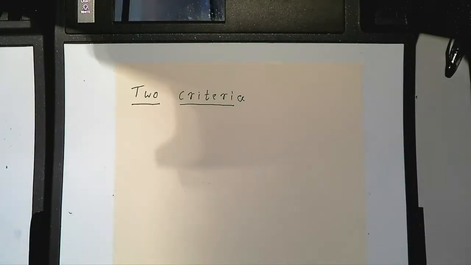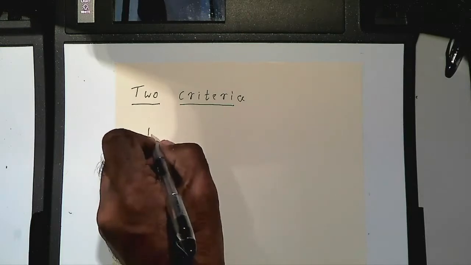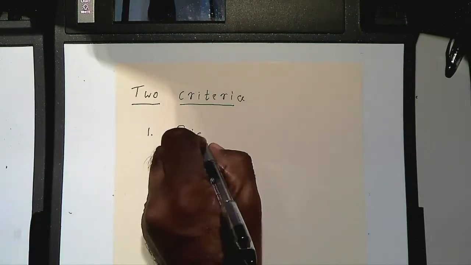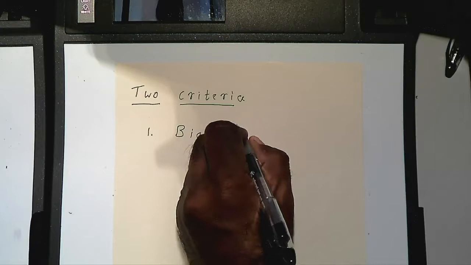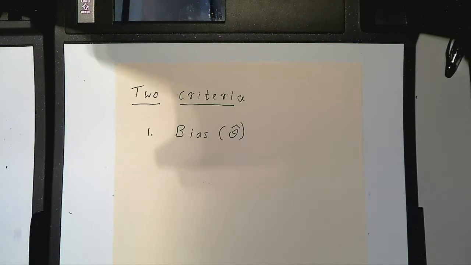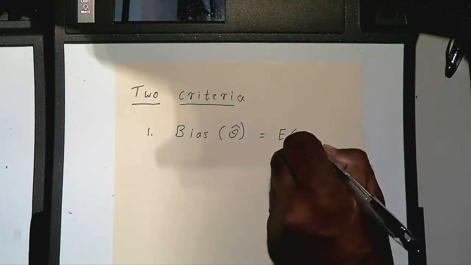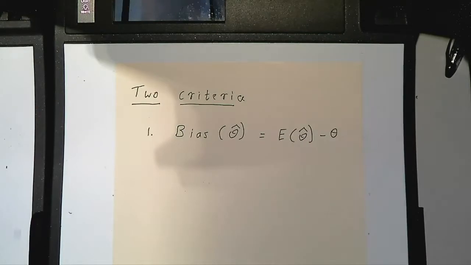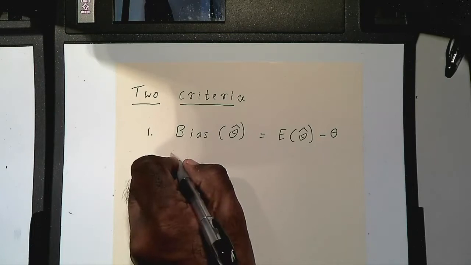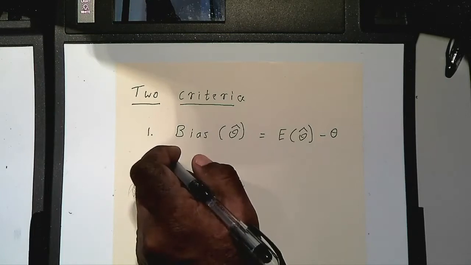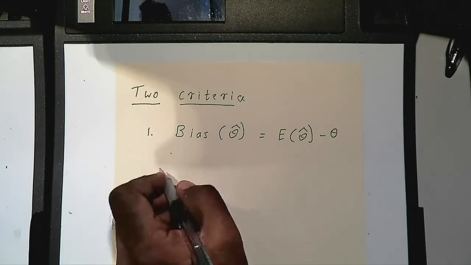Okay, to determine the best estimator, I need to introduce 2 criteria. The first criteria is known as the bias, and is defined as follows. This is the definition of bias. Ideally, you would like the bias to be as small as possible.